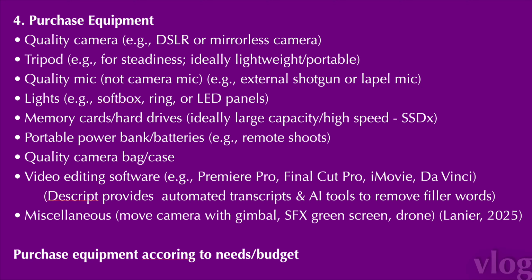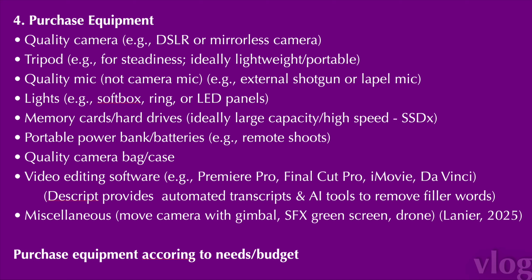Some things to think about for your purchases: a quality camera, such as a high-end smartphone, a DSLR, or a mirrorless camera. Also, it can make people queasy if your video's unsteady, so try to get a tripod, and ideally a lightweight portable one if you're moving around your work, your place of residence, or you're shooting on the go. You want to have a high quality mic, not just use the camera mic available. So as an example, have an external shotgun mic or a lapel mic.